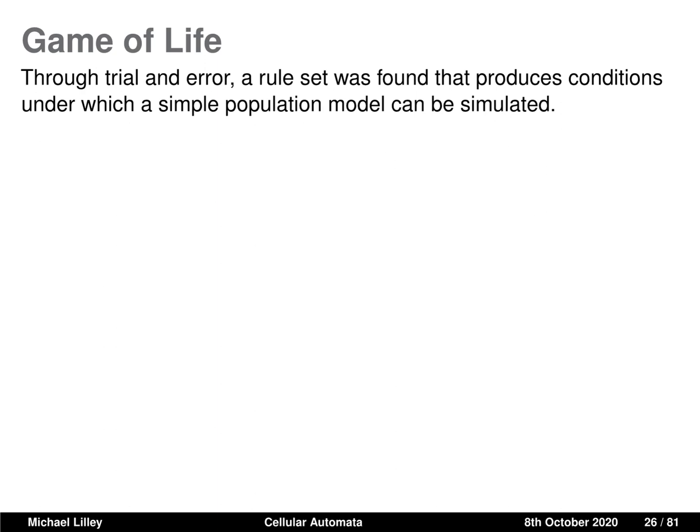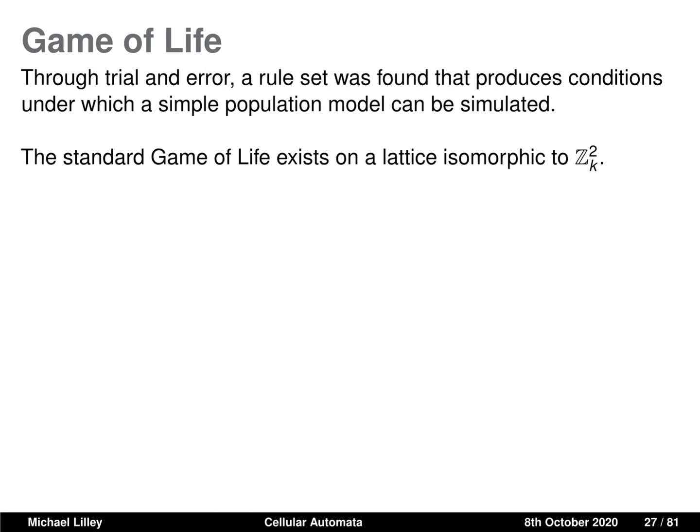Through trial and error, a rule set was found that produces conditions under which a simple population model can be simulated. First, the game of life is defined to exist on a 2-dimensional binary lattice where a dead cell is white and an alive cell is black. The size of the lattice is arbitrary. Conway chose a 2-dimensional lattice because population dynamics are not intuitive in 1 dimension.